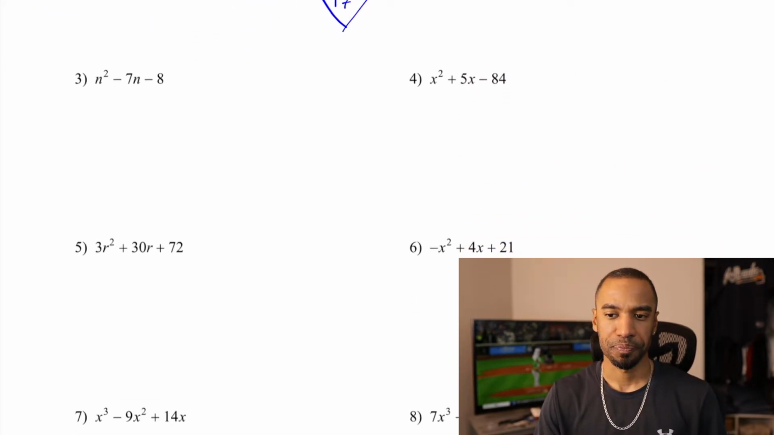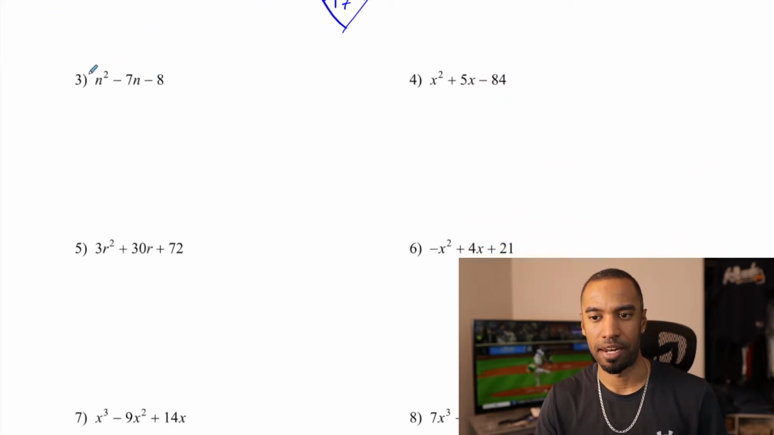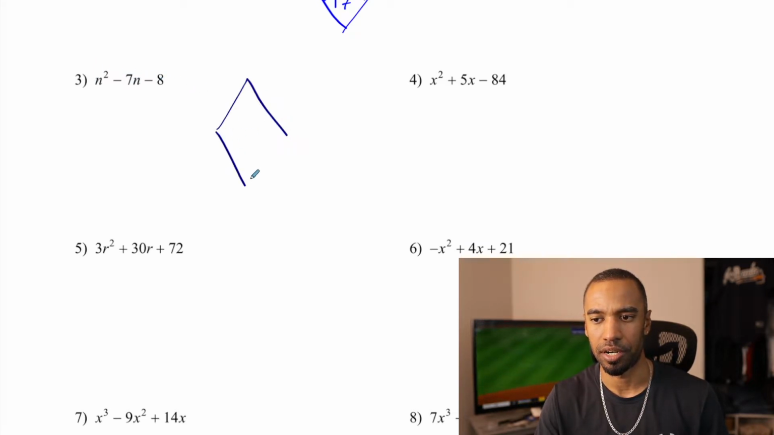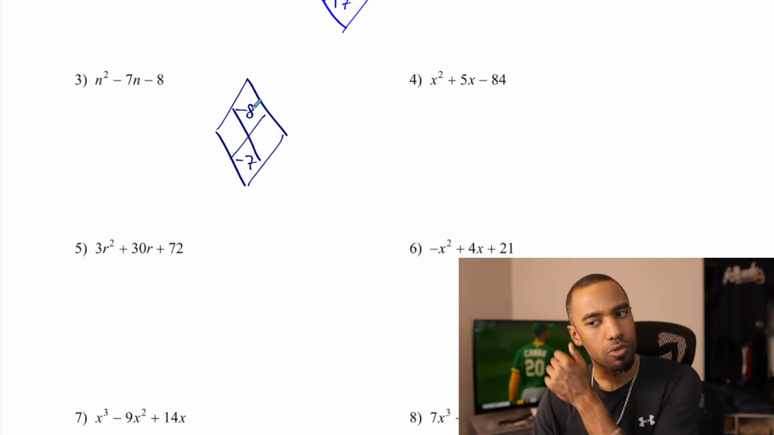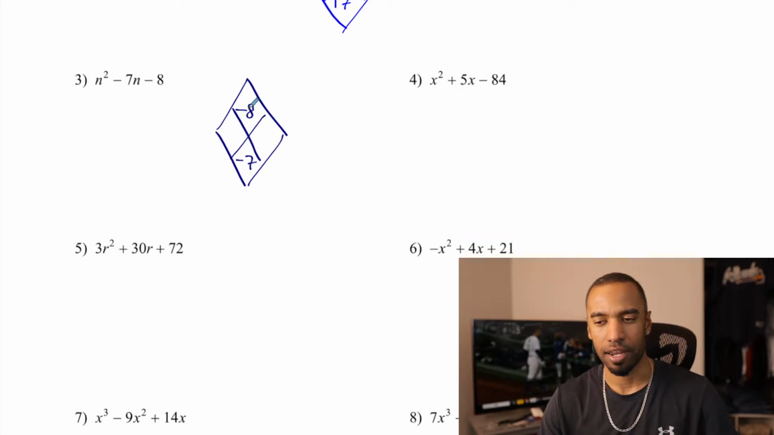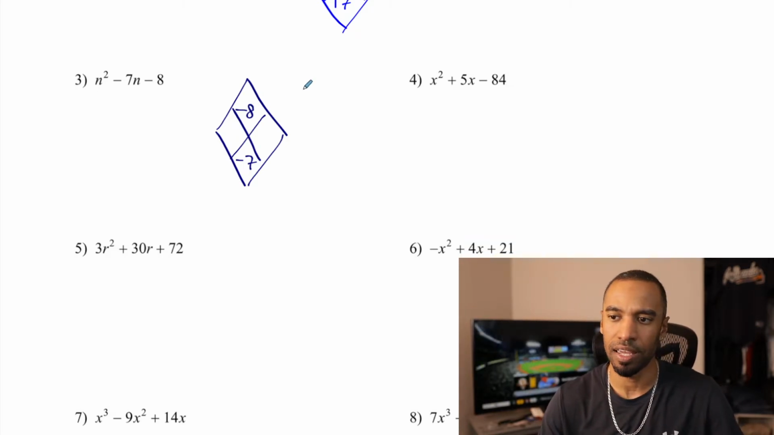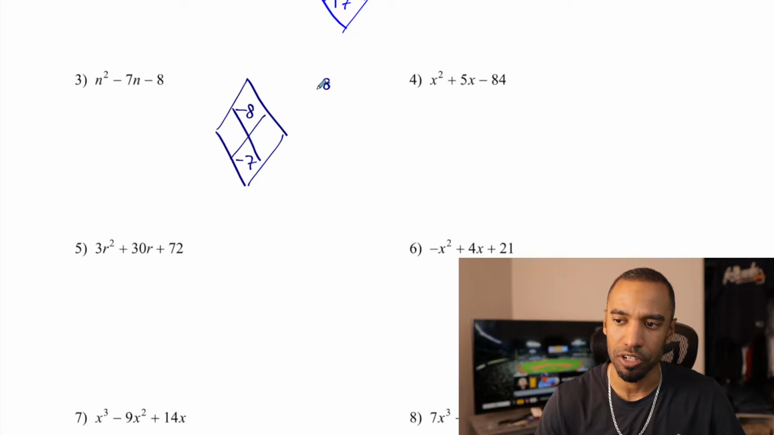All right, number 3. N squared minus 7n minus 8. Same thing. I have a 1n squared. That means we can ask the question here: what two numbers multiply to make negative 8 and add to make negative 7? This one's interesting because now we have a negative product. Does that mean I list factors of negative 8? I'm just going to list factors of 8 to start with. We'll talk about how the negative comes into play.